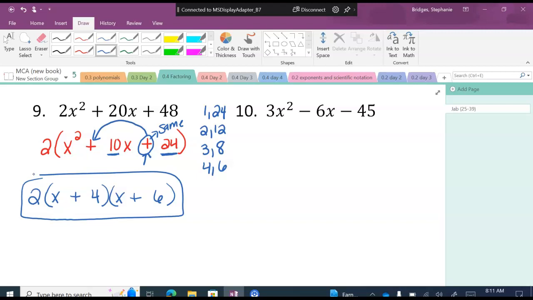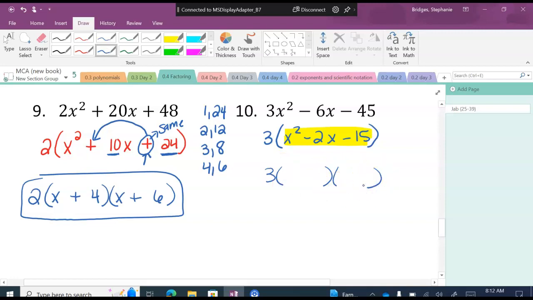All right, 3x squared minus 6x minus 45. Do we have something in common? 3. So we're going to factor out that 3 first. And what I need to do is say what's left once I divide every term by 3, which is going to be x squared minus 2x minus 15, correct? Okay. After that, we are only focused on what's inside here. That 3 is going to just stay on the outside.